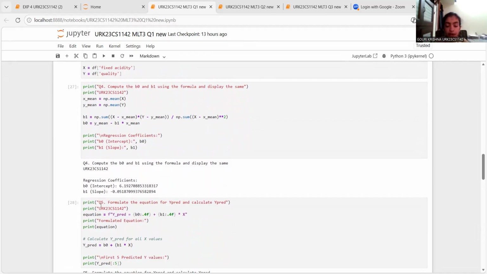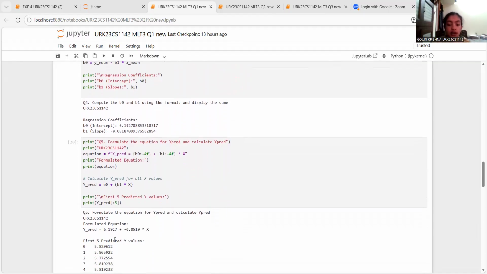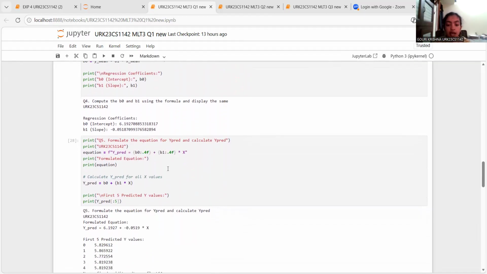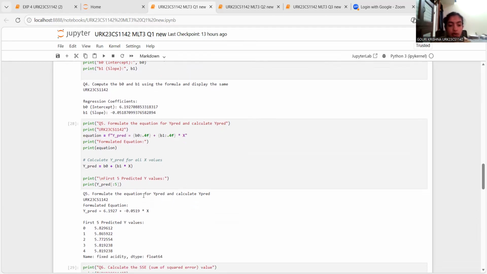These coefficients define the regression line, and step 5 is the regression equation. The prediction equation becomes y equal to b naught plus b1 x, and here y pred is equal to b naught plus b1 star x. So this is the y pred value. This gives the predicted wine quality.